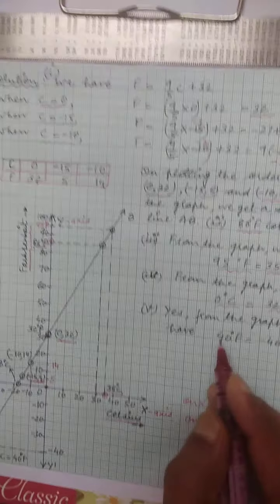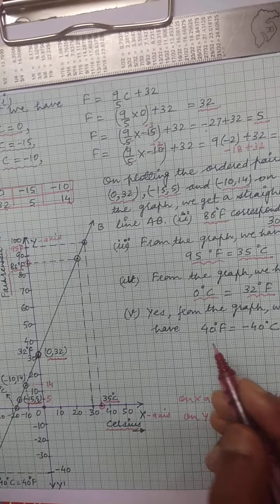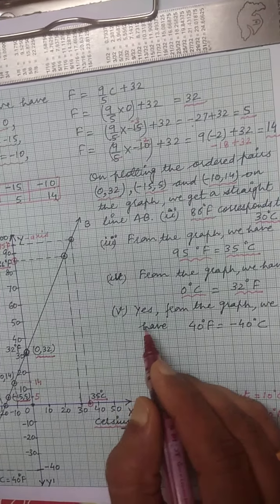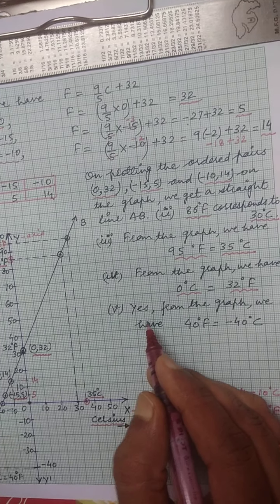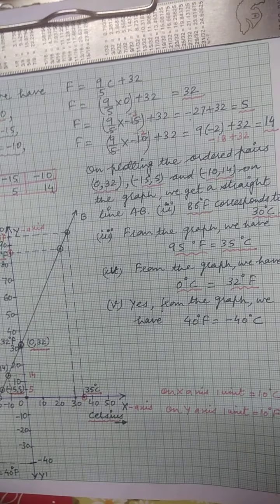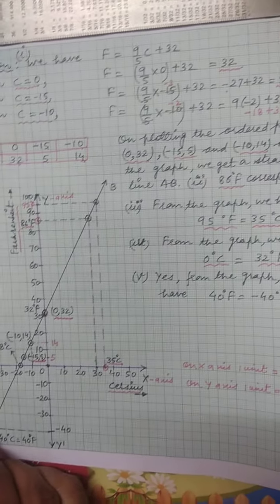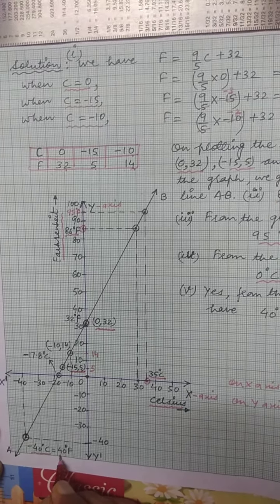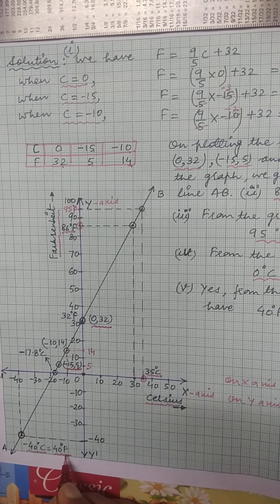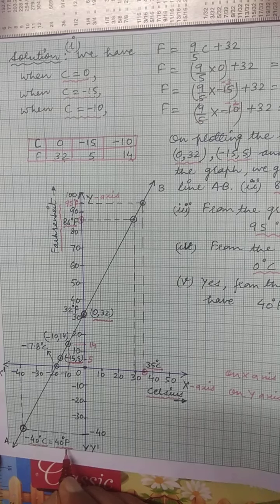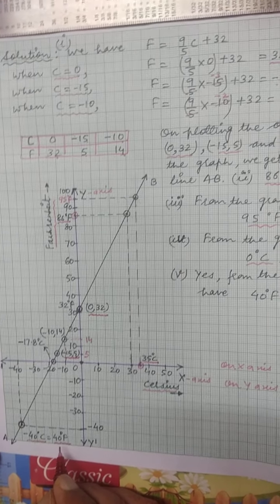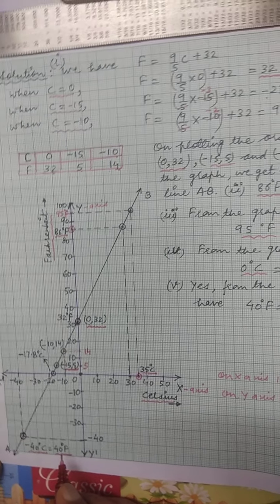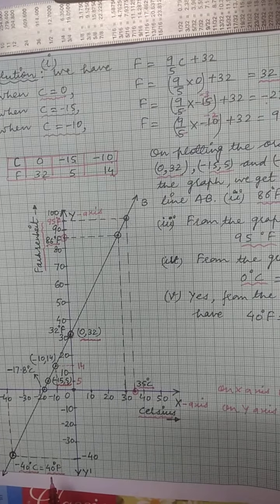And then from the graph we will solve the fifth part. What is the temperature numerically same for the Celsius and Fahrenheit? So this is the temperature, you can see. Minus 40 degrees Celsius is numerically the same as minus 40 degrees Fahrenheit. Okay, we can prove it also numerically. In this way we can plot the points and we can convert Fahrenheit to Celsius. Thank you.